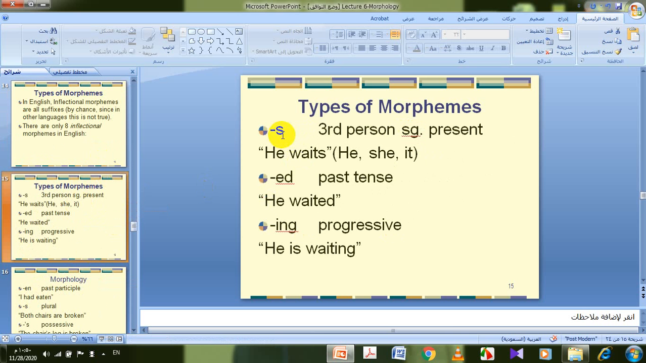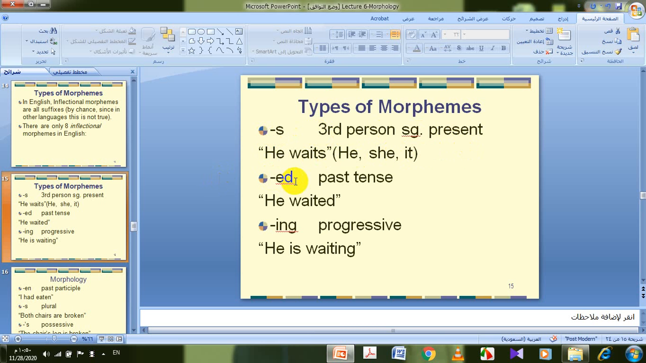Number 1 is the third person singular, in the present simple. He, she, it. Okay, he waits. She plays. He speaks. It gives us milk, or the cow gives us milk. So number 1 is the S in the third person singular. He, she, it takes S.